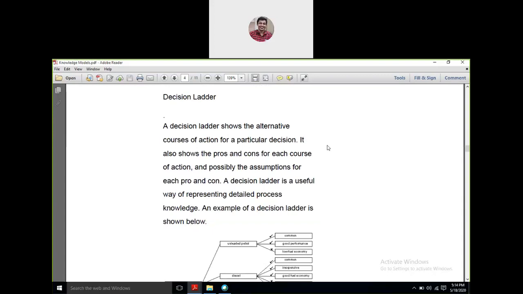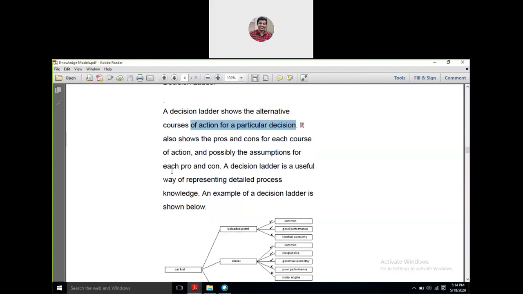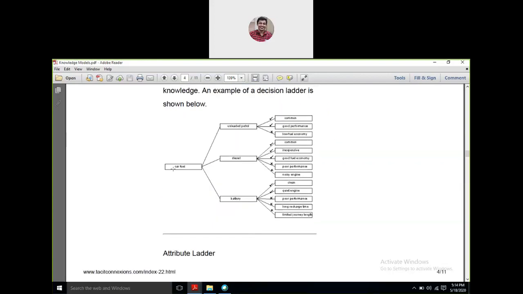There is another thing called the decision ladder. A decision ladder shows the alternative courses of action for a particular decision. It can be better understood from this example. There's a car fuel. Now this fuel can be unleaded petrol, it can be diesel, or it can be a battery. These are the three different types of car fuels.